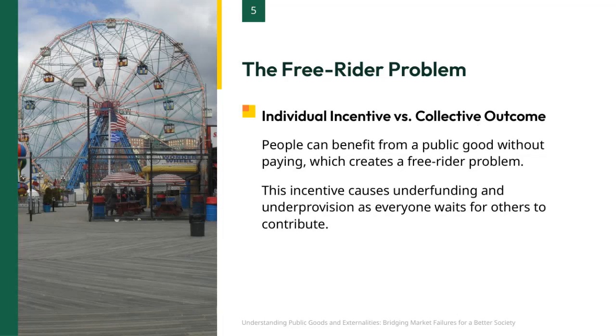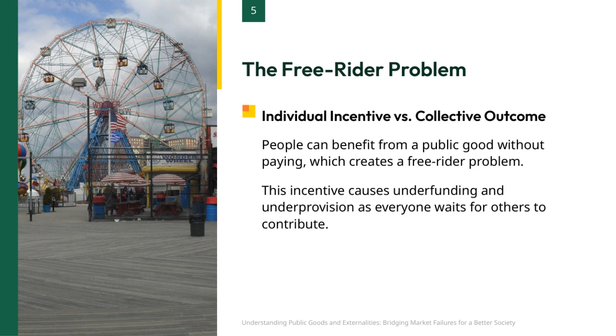Here, we're looking at the concept known as the free rider problem. Essentially, public goods are available to everyone, and people can enjoy their benefits without directly paying for them. This creates a tricky situation where individuals have little incentive to contribute because they can benefit anyway. As a result, everyone tends to wait for others to foot the bill, leading to underfunding and fewer resources than the community actually needs. This tension between individual incentives and the collective outcome is at the heart of the free rider problem.